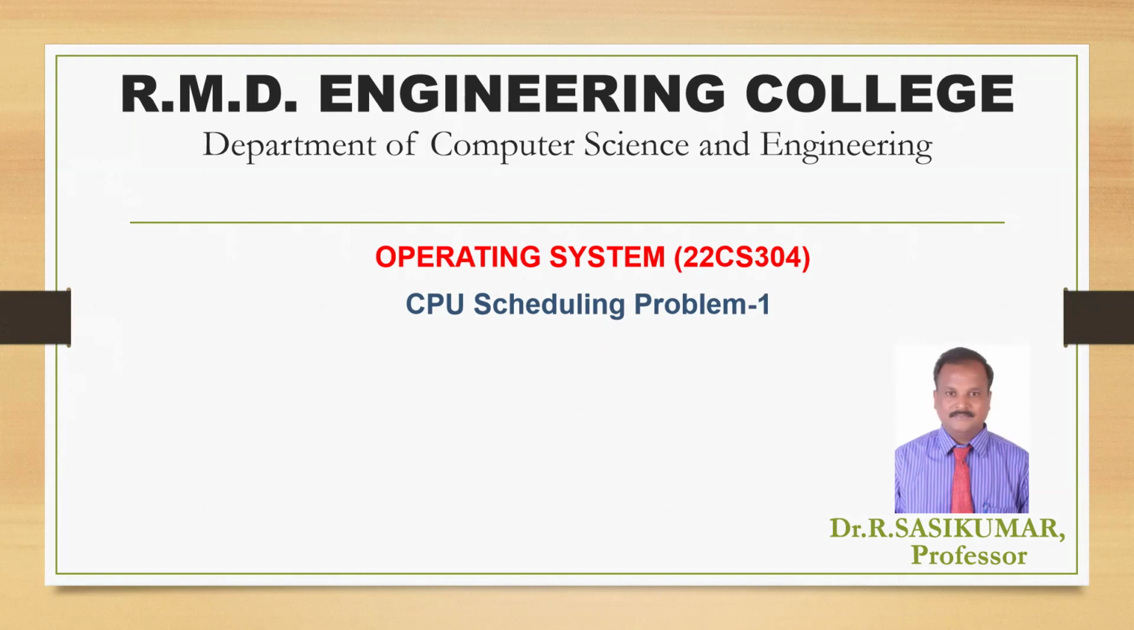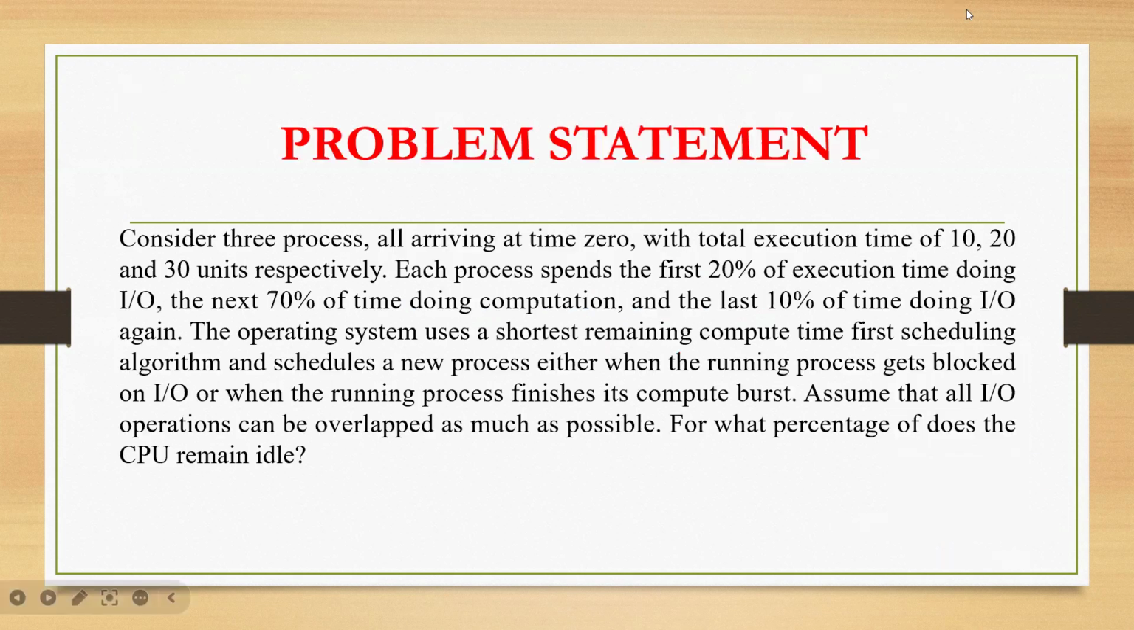Today we are going to discuss about CPU scheduling, one problem. So this is the problem statement. Consider three processes all arriving at time zero with a total execution time of 10, 20, and 30 units respectively. Each process spends the first 20% of execution time during IO, the next 70% of time during computation, and the last 10% of time doing IO again.